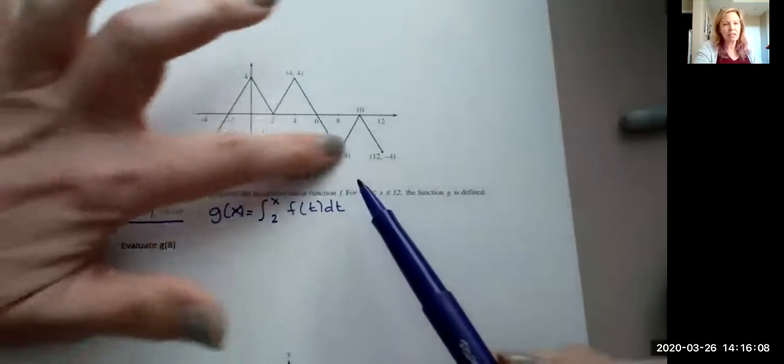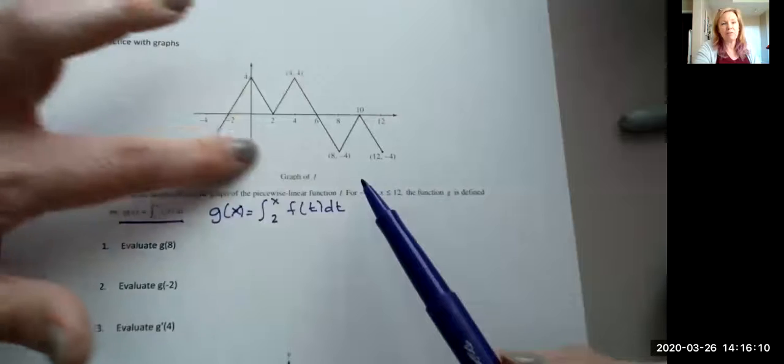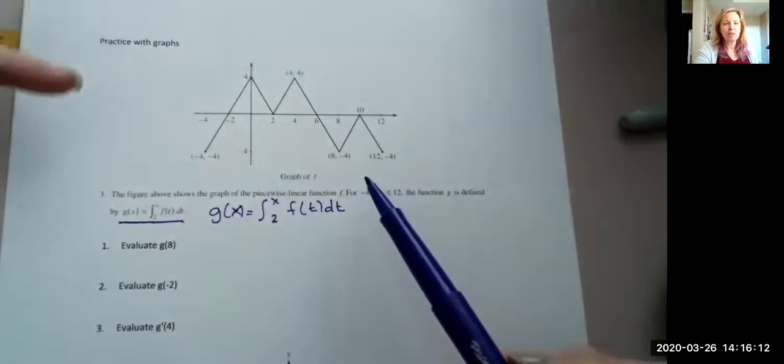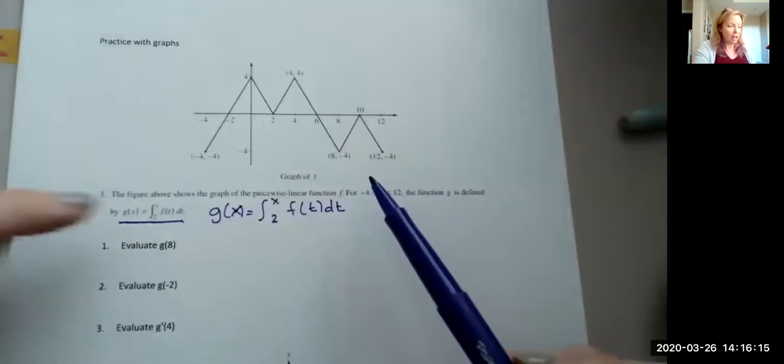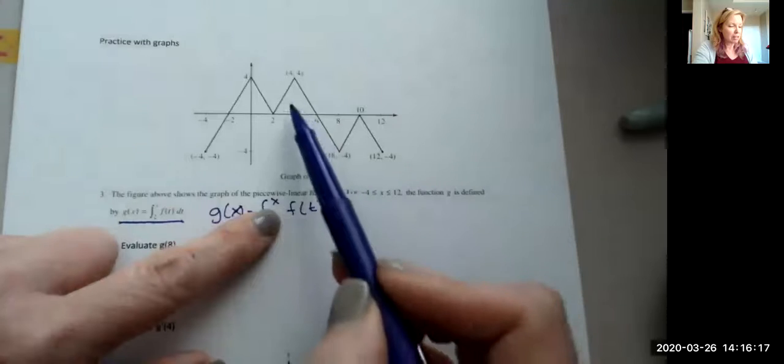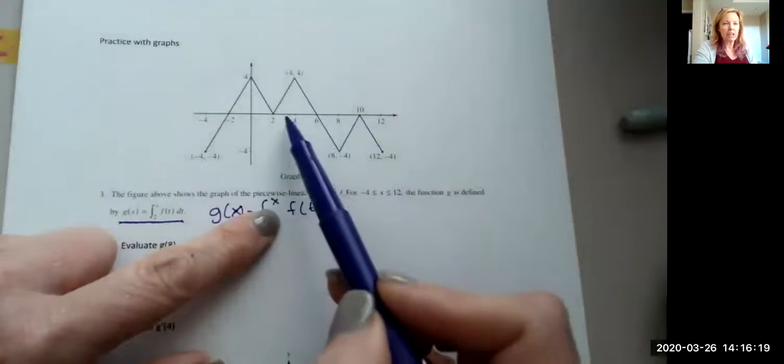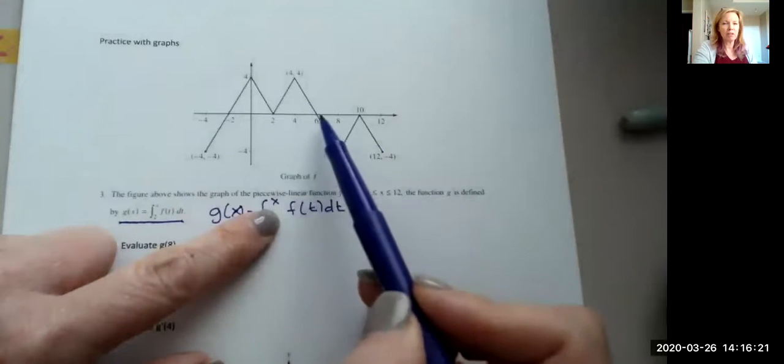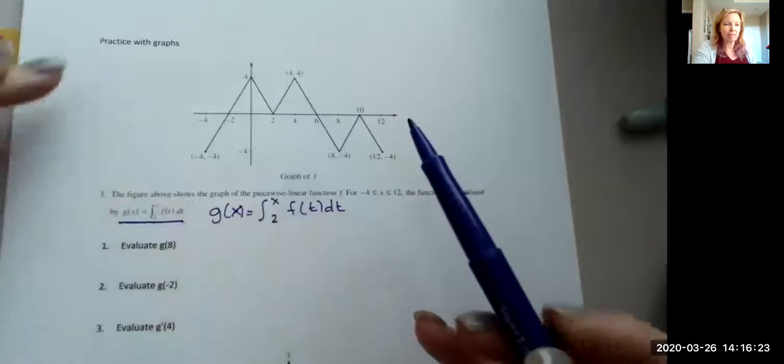Basically what it's telling us is that this graph f is the derivative of g, and so in order to evaluate any g value, I base it on the amount of area that is between the point where x equals 2 and that number on the graph.